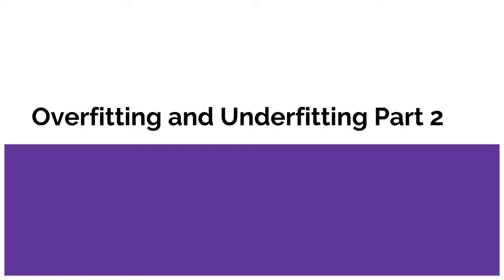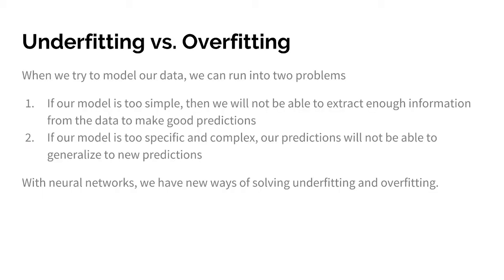So now I want to talk about overfitting and underfitting again, just because this is such an important topic when it comes to neural networks. Just to repeat, when we model our data, we can run into two problems. If a model is too simple, we won't be able to extract enough information from the data to make good predictions. And if our model is too specific and complex, our predictions will not be able to generalize to new predictions. So within neural networks, we now have new ways of both causing and solving underfitting and overfitting.